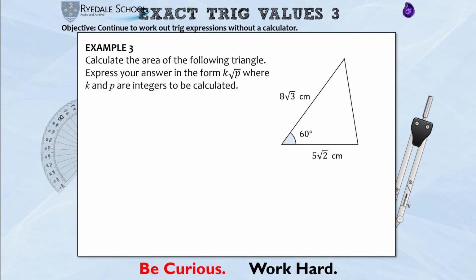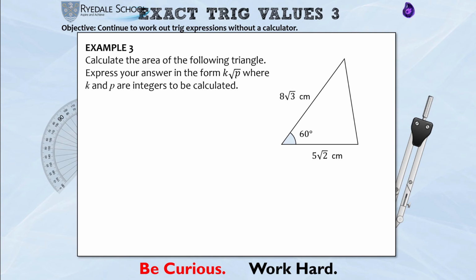So my final example is example 3. It says calculate the area of the following triangle. Express your answer in the form k root p, where k and p are integers to be calculated. So what that means is the final answer to this is going to look like a number and the square root of a number. So something like 9 root 2. It's not going to probably be 9 root 2. I'm just speculating. That's what it might look like.